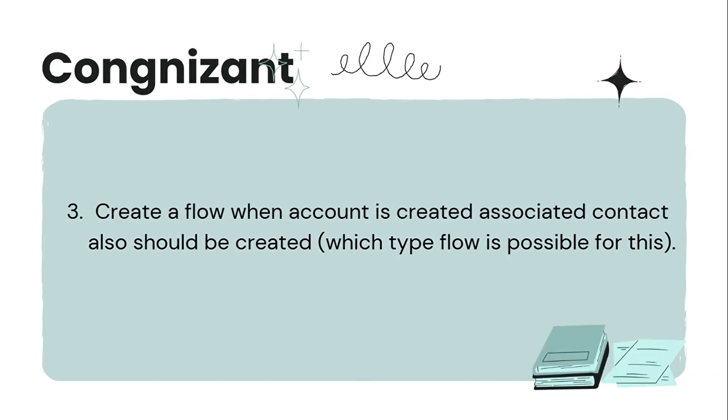And the third one was a create flow question. When an account is created, an associated contact should also be created. Which type of flow is best for this? So we have to create an account, and with that account's details we have to create a contact associated with that account. When you open that account, you should be able to see that contact as well. They also ask which type of flow is possible for this. You can also do this with a screen flow as well. So this was the third one.